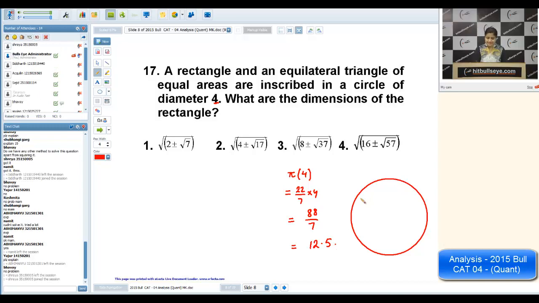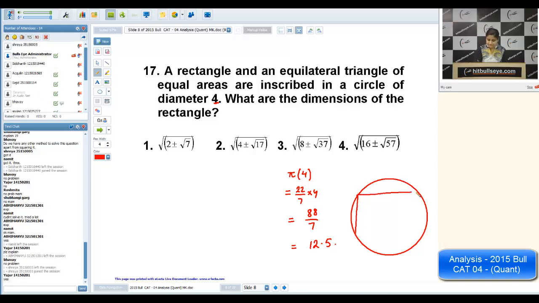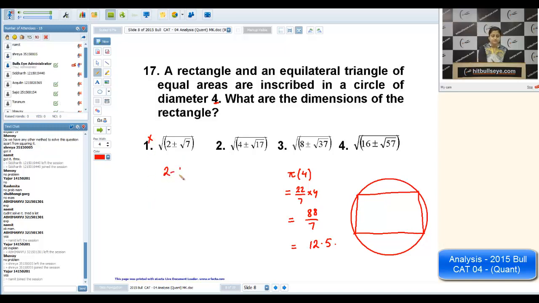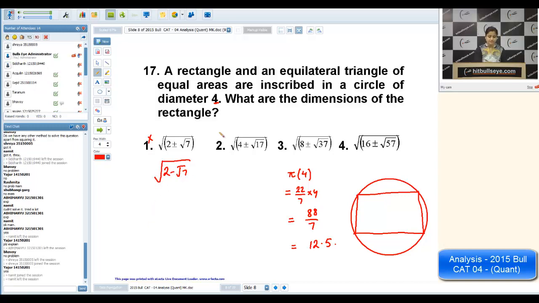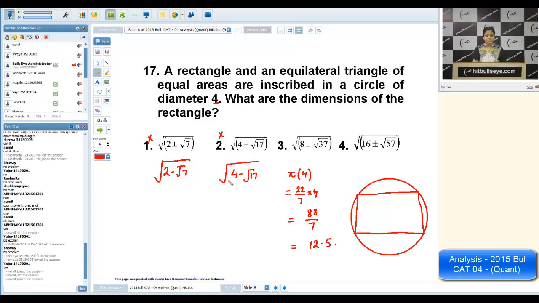A rectangle is inscribed in this circle and dimensions are asked for this rectangle. Of course, if we are drawing a rectangle inside a circle, the area of that rectangle should always be less than that of the circle. Can you say this? Now, if we take the dimensions, of course, the first option is rejected because the square root of 2 minus root 7 is not possible. Similarly, the second option is rejected because the square root of 4 minus the square root of 17 does not have any real value.